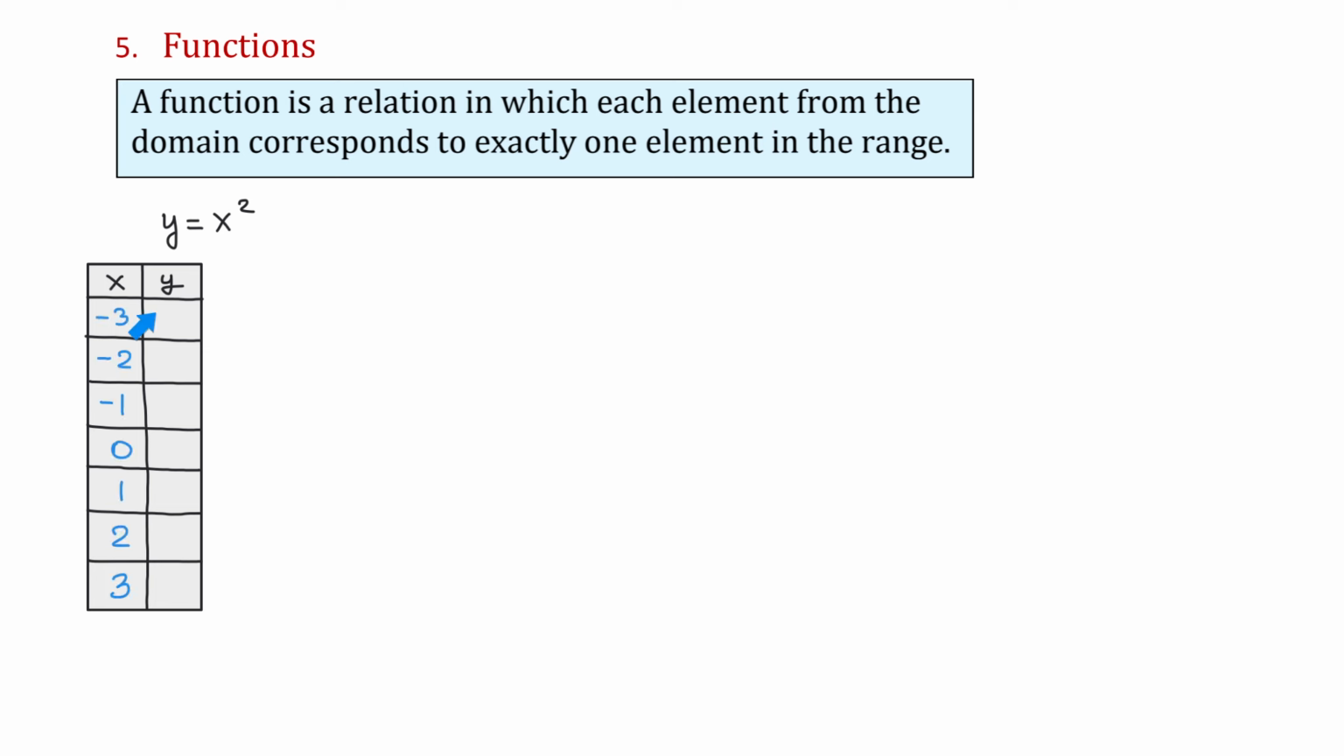Then -3 to the 2nd power is 9. -2 squared is 4. -1 squared is 1. 0 squared is 0. 1 squared is 1. 2 squared is 4. And 3 squared is 9. Now, what we can learn from this table is that each time we replace x with a number, we get only one answer. So, for each value of x, we get only one value for y. And this is what makes this equation a function.